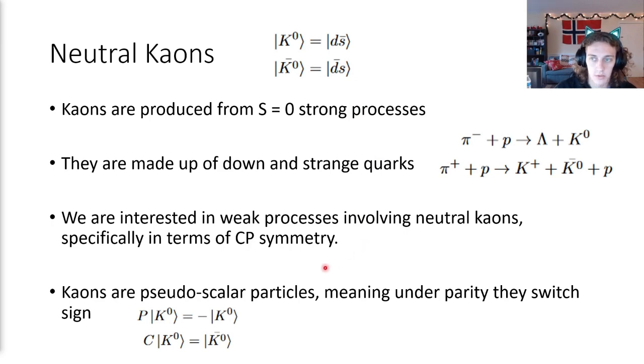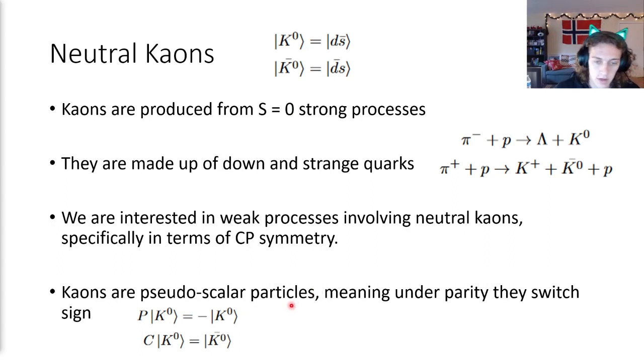Now, we're interested in how they interact with the weak vector bosons, specifically the W minus and W plus, and specifically in terms of CP symmetry, because we suspect that the weak interaction is symmetric under C and P together, so we want to construct CP eigenstates of these K0 and anti-K0.